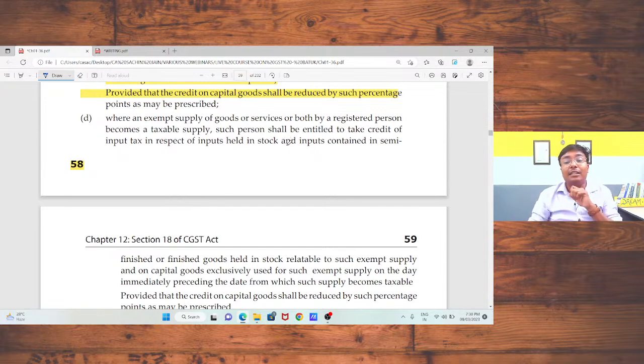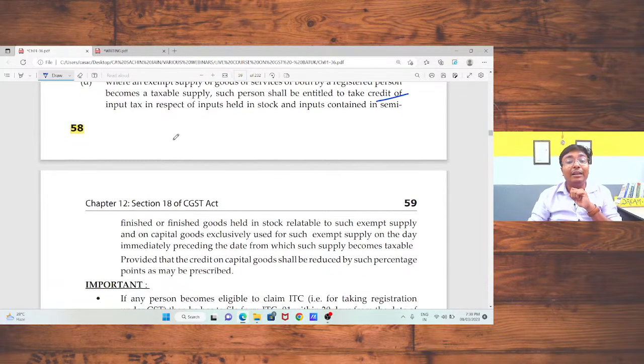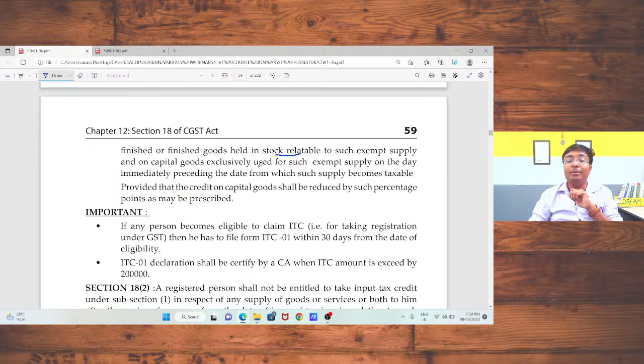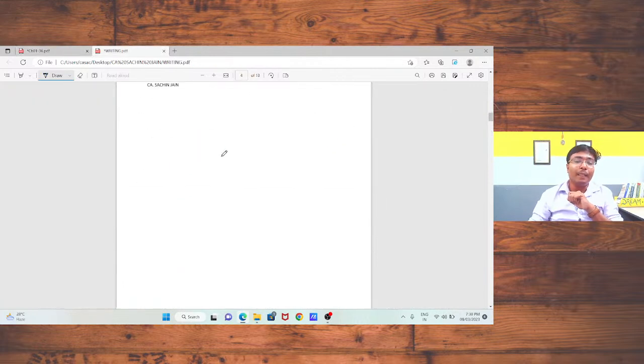In that case, such person shall be entitled to credit of input tax in respect of input held in stock and input contained in semi-finished or finished goods held in stock related to such exempt supply, and on capital goods exclusively used for such exempt supply, on the day immediately preceding the date on which the supply becomes taxable. That means, just take an example.